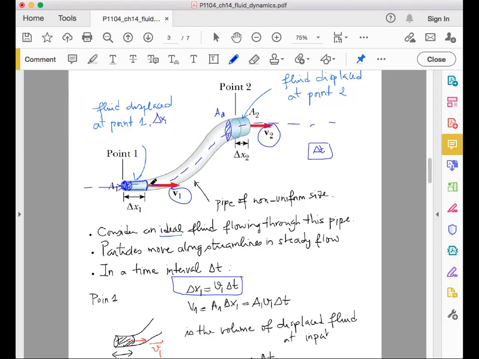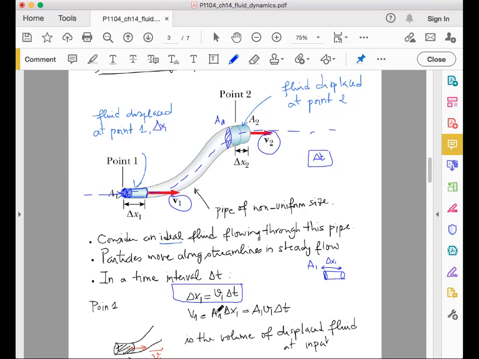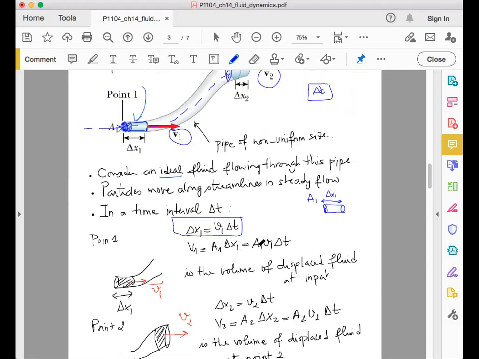Okay, and the volume of the water, the volume of this sample of water here at point 1, is given by A1 times delta x1. Here we are dealing with this sample. The sample is actually nothing else than a cylinder. The cross-sectional area of the cylinder is A1 and its length is delta x1. So the volume of the cylinder is the cross-sectional area multiplied by the height. In this case the cylinder is horizontal, so the height is delta x1. So V1 is equal to A1 times delta x1.